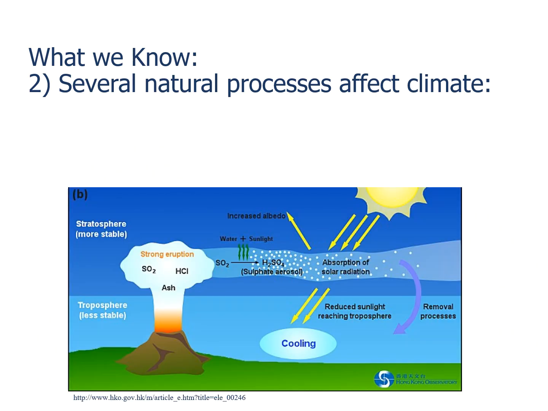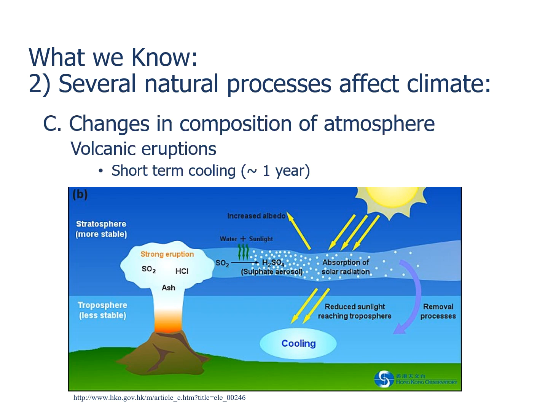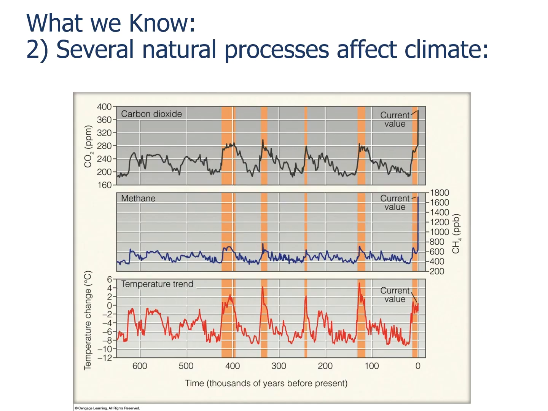Some other natural processes that affect climate include changes in the composition of the atmosphere due to volcanic eruption. So a volcano erupts, it emits sulfur dioxide, HCl, and ash into the atmosphere. These basically block some of the sunlight and can cause short-term cooling. We're looking at this on the order of about a year, before these ash particles and aerosols settle out and no longer have an effect. So they do have an effect, but it's relatively short-lived compared to other factors.